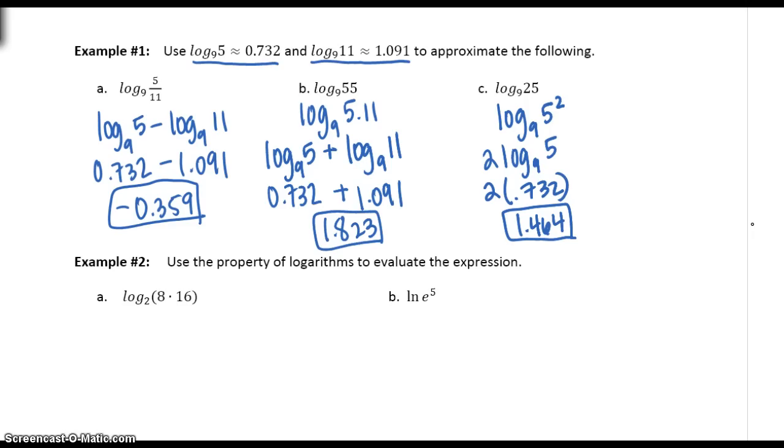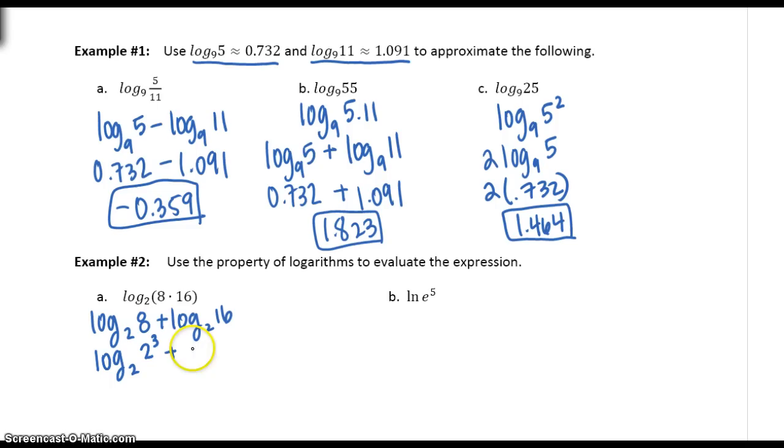Use properties of logarithms to evaluate the expression. Okay, well they're multiplying, so we turn that into addition. So log base 2 of 8 plus log base 2 of 16. Now what are you gonna do from there? Well, let's think about 8. If we break up 8 with the factor tree, we'll get that 8 is 2 to the 3rd power.